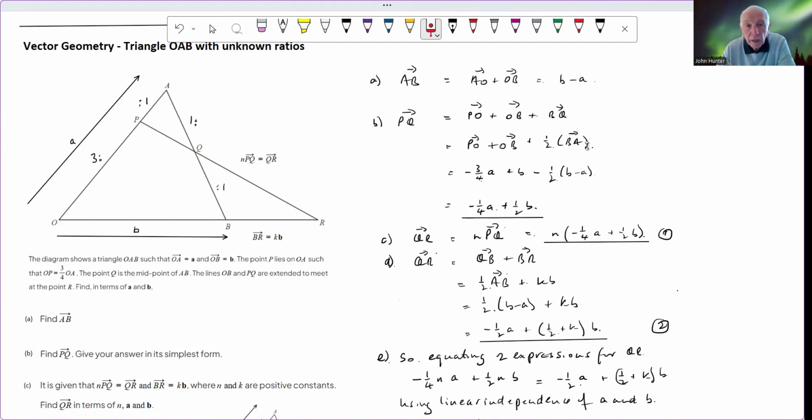This problem is by courtesy of Save My Exams, by the way. So if you've got an account, you could go on and have a look at the solution on Save My Exams. But it's essentially going to be like this.